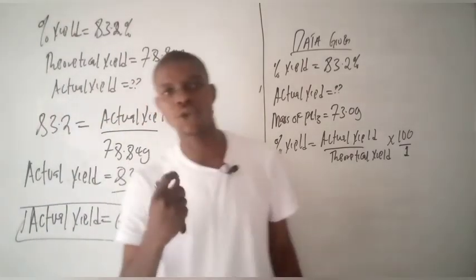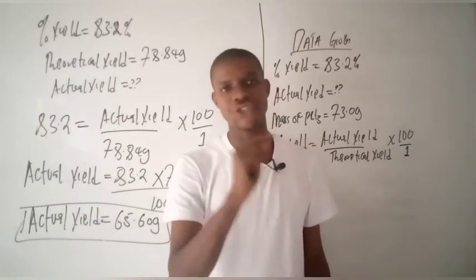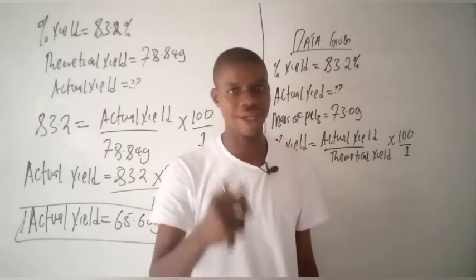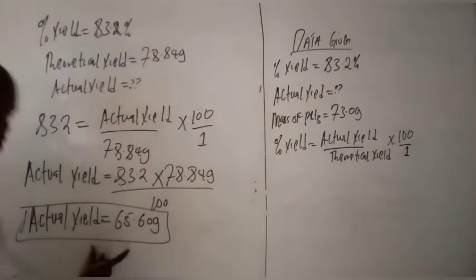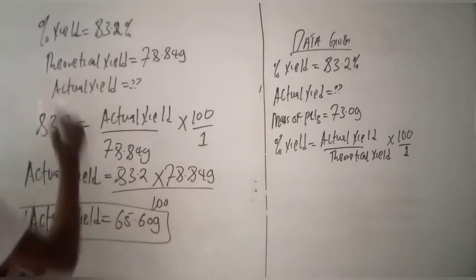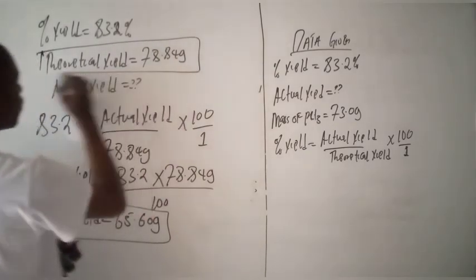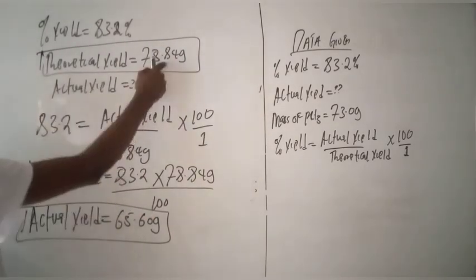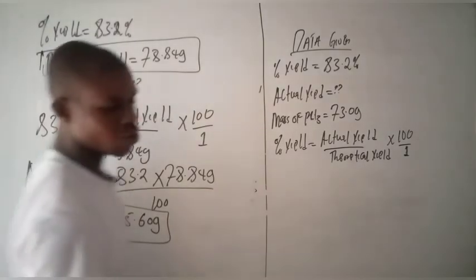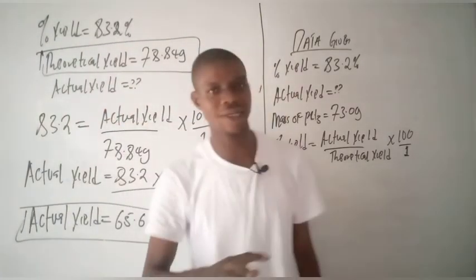Remember I told you that if your answer is correct, your theoretical yield is always higher than your actual yield. Here's my actual yield, here's my theoretical yield. So the theoretical yield is higher than the actual yield. That shows that what you have done is accurate.